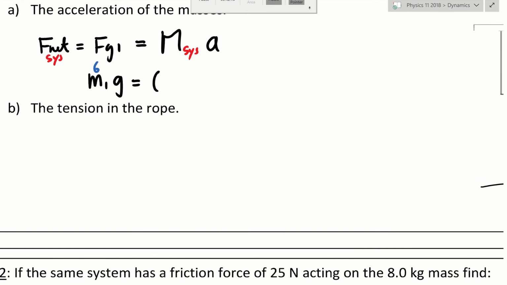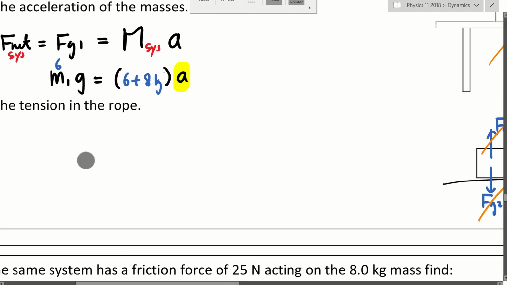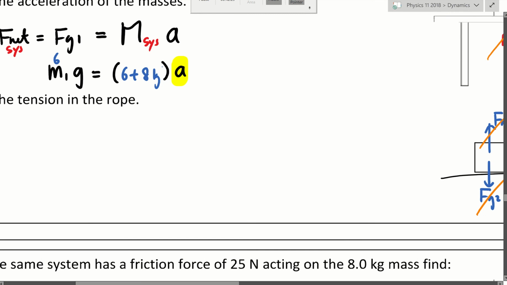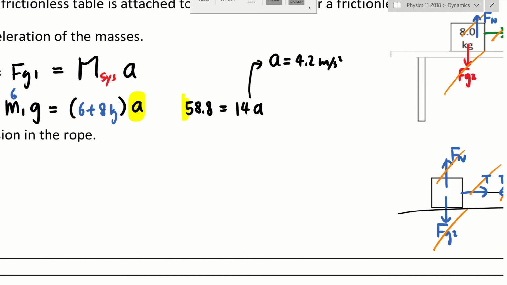What about the mass of the system? Well, that's 6 kilogram plus 8 kilogram. That's different. And then the acceleration, which is what we are trying to find. So get the number on the left, which is 6 times 9.8, and the number on the right, 6 plus 8. So 58.8 equals 14 times the acceleration. Divide both sides by 14, and we get 4.2 meters per second squared. If you give me this answer, you get 4 out of 5.